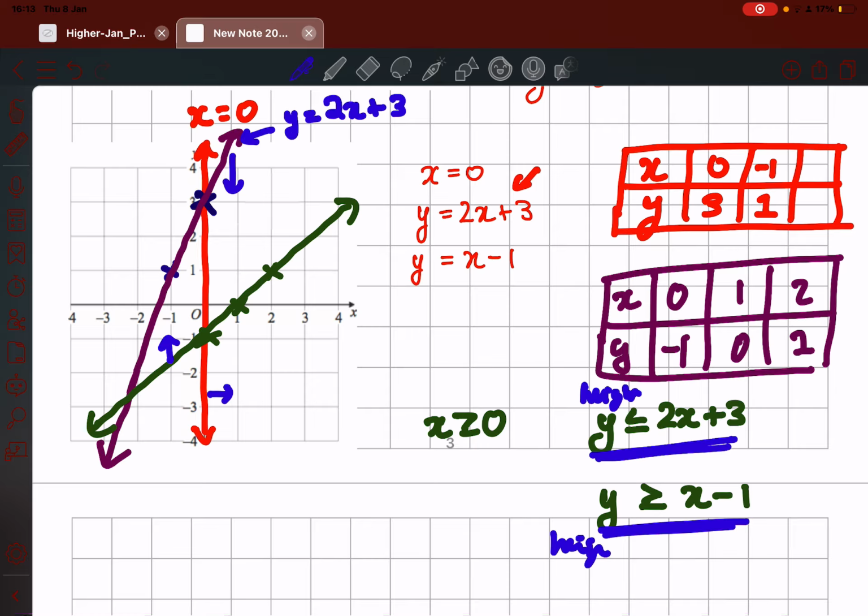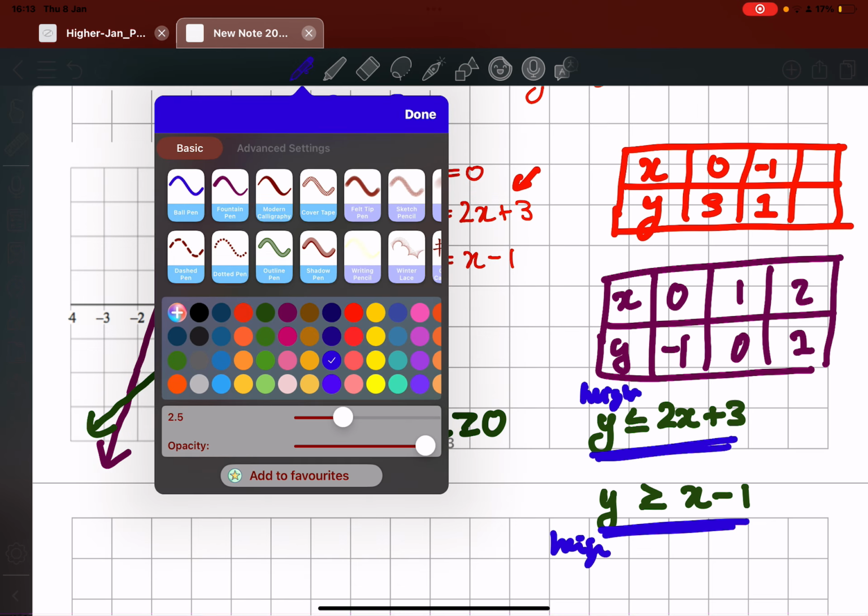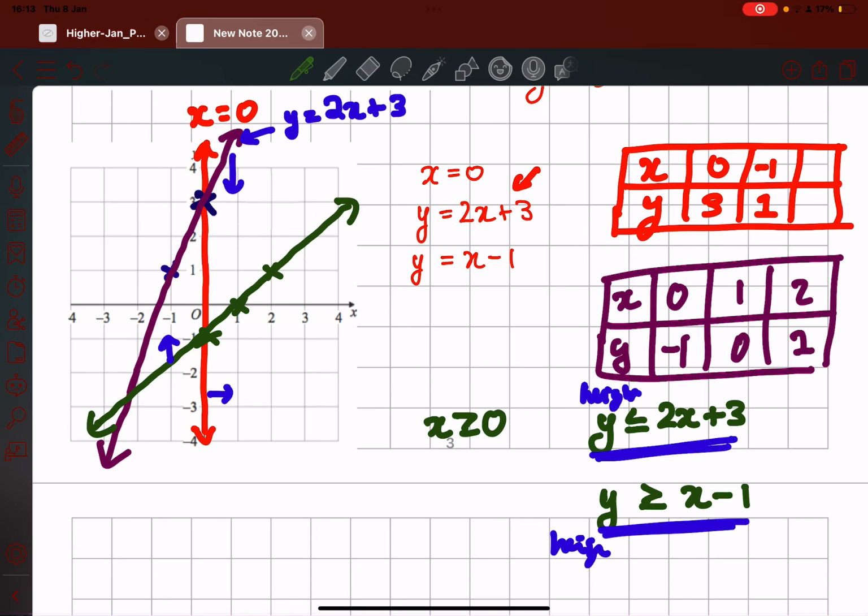So ideally, we would like the points that are above the green, towards the right of the red, and under the purple. That means we would be shading all of this. So this would be our region R. And that is our question number 3.